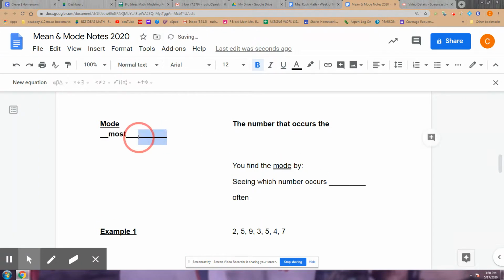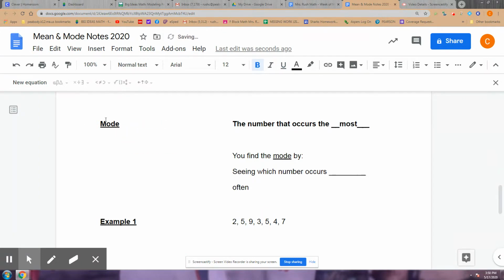Okay, so mode and most sound very similar to me. Look, mode starts with MO, and so does most. Most and mode, they sound a lot alike. So you find the mode by looking at a set of numbers and seeing which number occurs or happens the most often. So this one's actually really easy to find the mode. It's a lot easier than finding the mean.